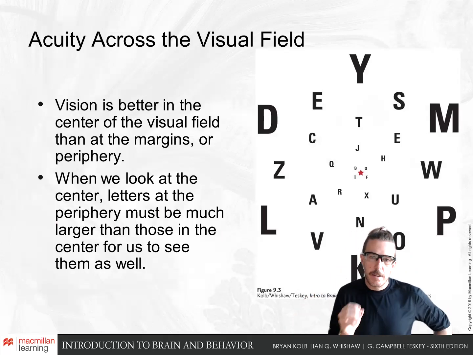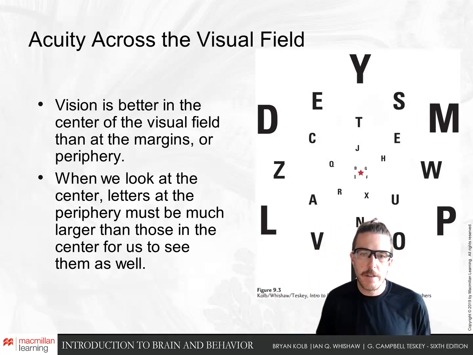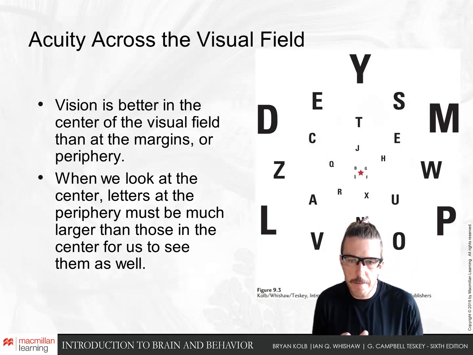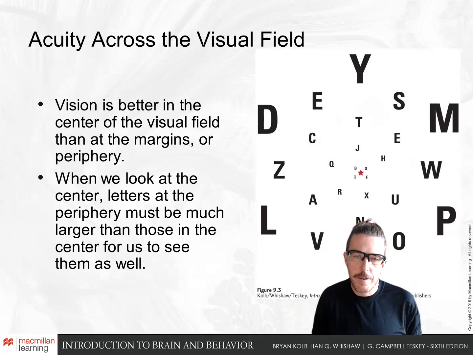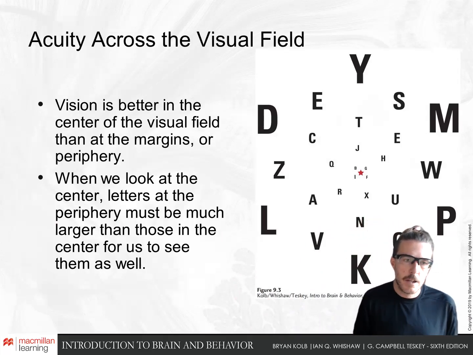Because of our cones' density in the fovea and a relative sparsity in our peripheral vision, our vision is better in the center of our visual field. And as we move out into our periphery, for instance, we need larger and larger letters for us to be able to read them.